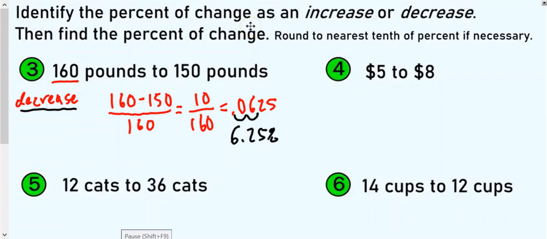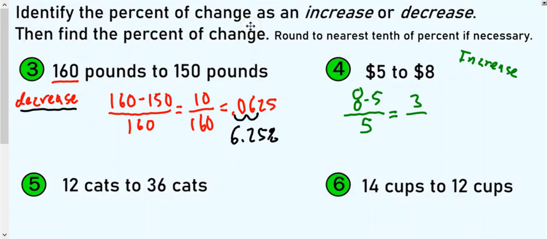All right, number 4, we have $5 to $8. So again, we're looking for, is it an increase or decrease? We started with $5, and now we have $8, so it is going to be an increase. Okay, now we can set it up. The big number minus the small number, so that's going to be 8 minus 5 divided by our original, which was 5. So 8 minus 5 is going to be 3, and then our divisor is 5.